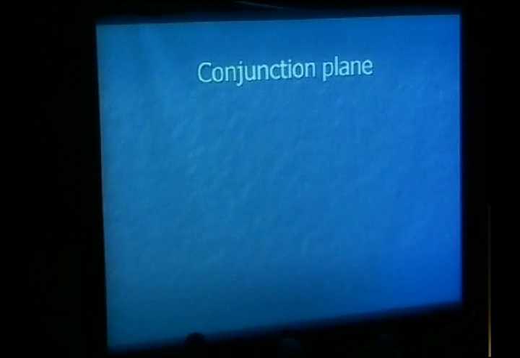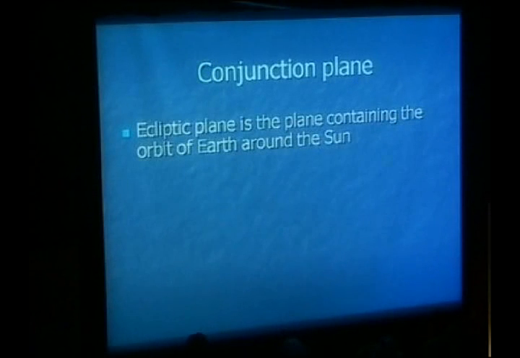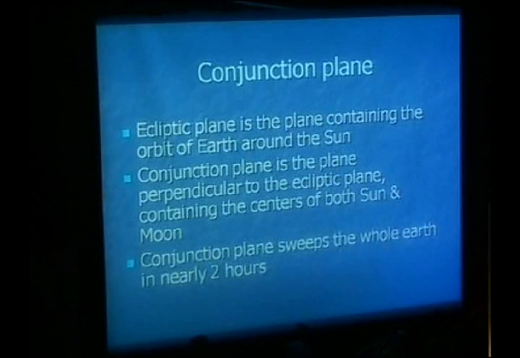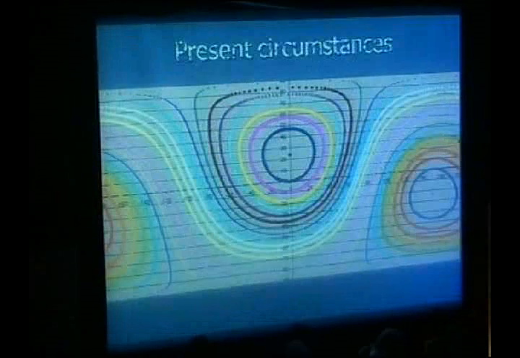Well, let's speak about the conjunction plane. What is the conjunction plane? First, we're speaking about the ecliptic plane. It's a plane containing the orbit of Earth, as you know. And a conjunction plane is the plane perpendicular to the ecliptic plane and containing the centers of both Sun and Moon. In nearly 2 hours, the conjunction plane sweeps the Earth, because the Moon rotates around the Earth, and this plane perpendicular to the ecliptic sweeps the whole Earth in nearly 2 hours.